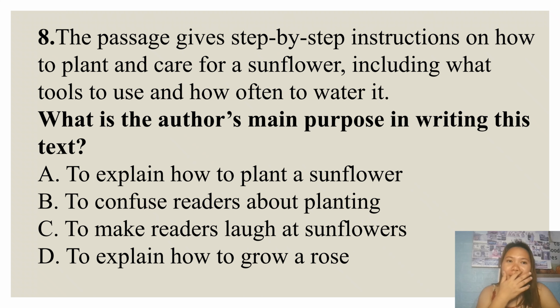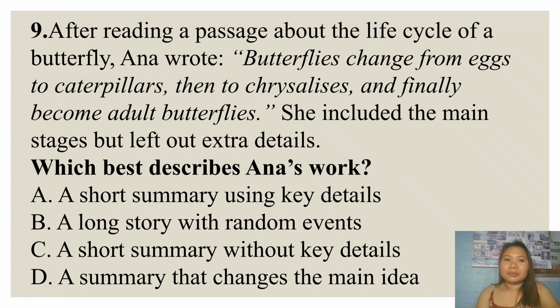3, 2, 1. Number 8. The passage gives step-by-step instructions on how to plant and care for a sunflower, including what tools to use and how often to water it. What is the author's main purpose in writing this text? A. To explain how to plant a sunflower. B. To confuse readers about planting. C. To make readers laugh at sunflowers. D. To explain how to grow a rose.